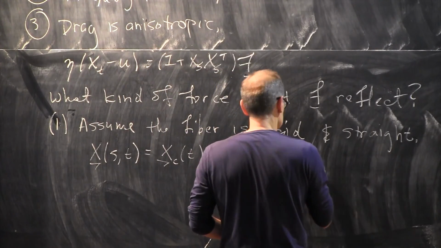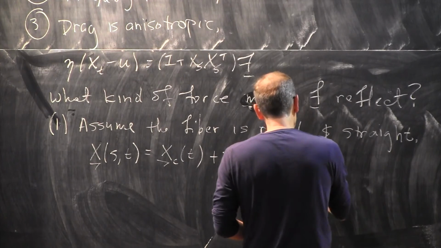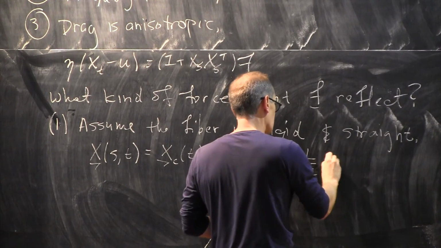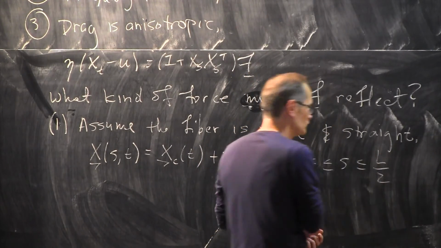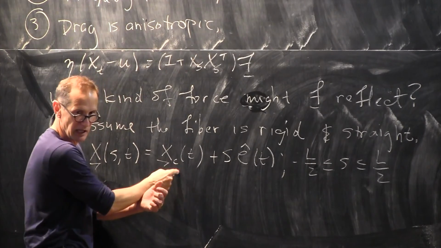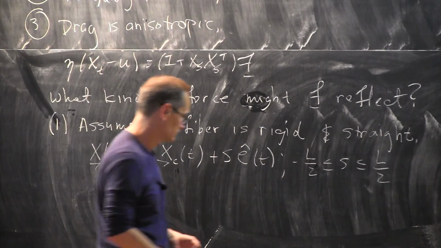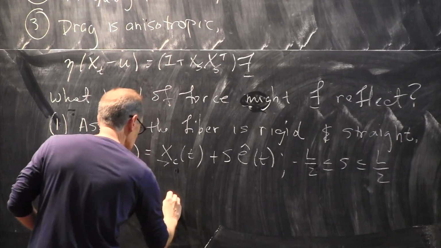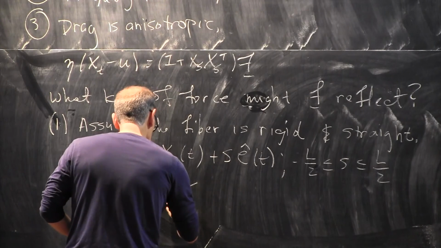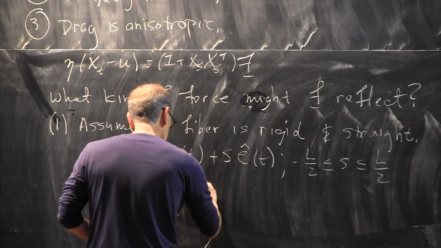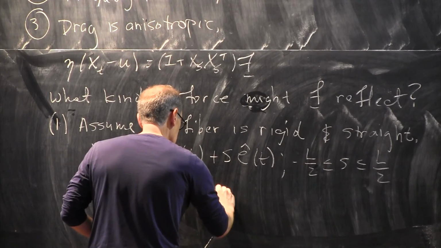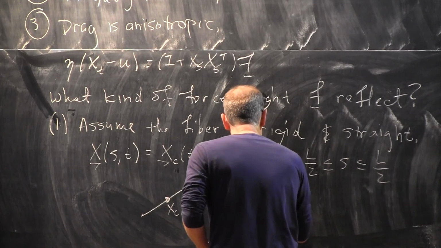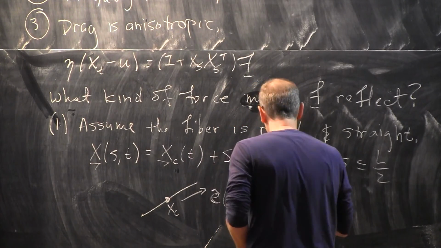I'm going to change the definition of S so that it's signed arc length. So S equals 0 locates the center of mass. Okay? So here then, there's X_C, and then that direction is this unit vector E hat. And so mod E hat is 1.